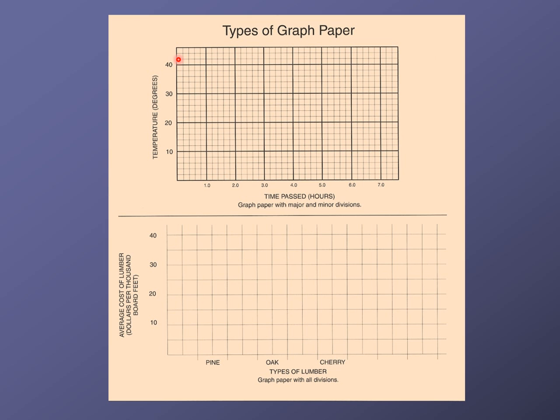And also, there are two variables. Look at this. One variable is here, time passed. This is one variable, which is given in hours. Another variable is temperature, which is given in degrees.